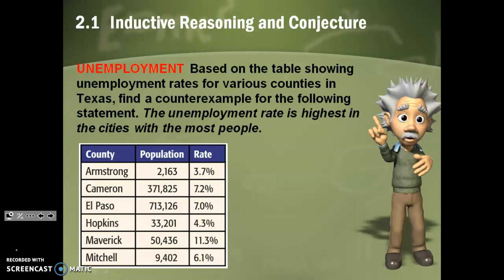But we want to keep going with that and notice that Maverick is obviously quite a bit smaller than El Paso and Cameron. So it's not the largest one, but it has the highest unemployment rate. You can see this table in your note packet too, but what we want to see is our counterexample to this would be Maverick. Maverick has the highest unemployment rate, but it doesn't have the most people. So that'd be one of the key examples to use on that. I think the rest kind of fall in line, but Maverick doesn't. So that'd be a counterexample that proved that conjecture false.